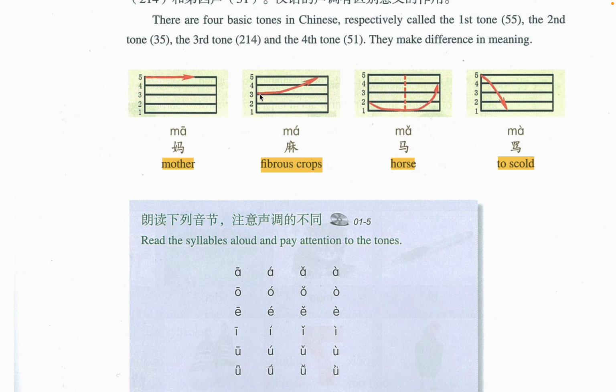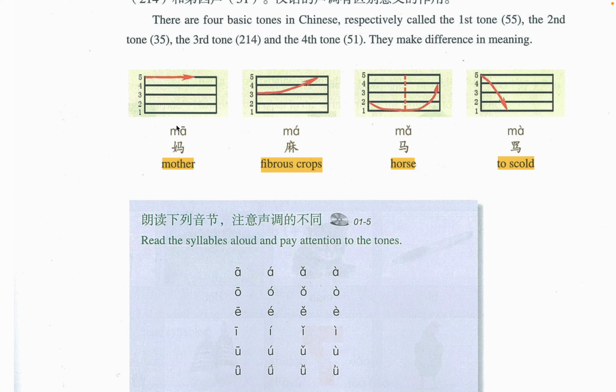You can see it starts from a level of 3, then it rises to level of 5. Ma. The next one, you can see the third tone, ma. It starts from this level of 2, and it comes down, and it goes up again. You can see it's level 4, right? So it means the tone starts here, and it comes down low, and comes back up high again.